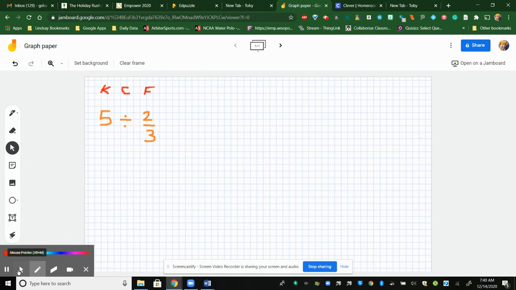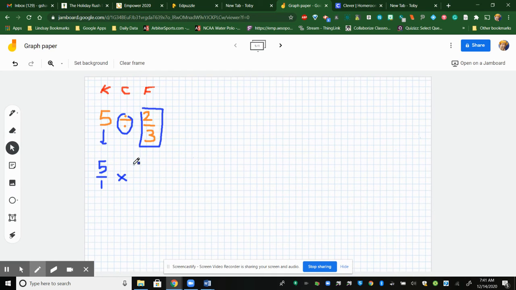Okay, so what does that look like? Let's do this. We're going to keep the 5 just as it is. It's still a whole number. In fact, I'm going to turn it into a fraction by just putting a 1 underneath it. So 5 over 1, it is the same thing. It's a whole amount. I'm going to change division to multiplication, and I'm going to flip 2/3 and make it now 3/2.